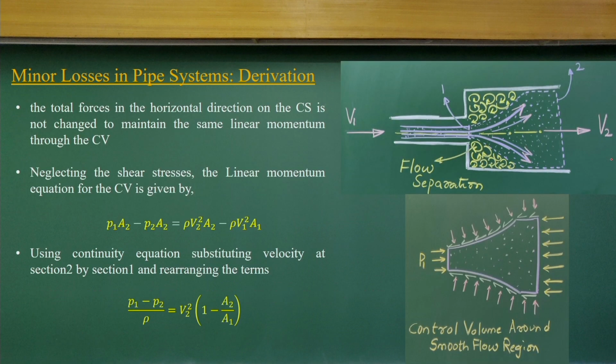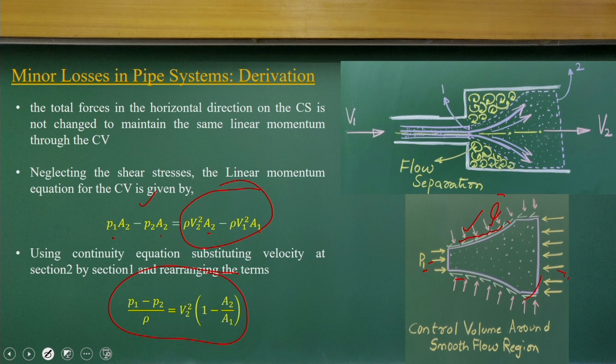Now I am applying the linear momentum equations for this control volume. You may have shear stress acting on this part, but we are neglecting the shear stress. We are just assuming that the pressure difference between these sections is equated with the momentum flux. This is what we have derived a lot. So the rate of change of the momentum flux is equal to the pressure force difference between P1 and P2, and if you rearrange it you will get this part.